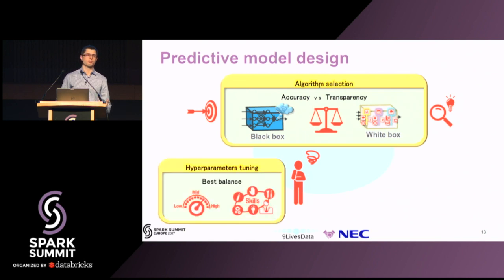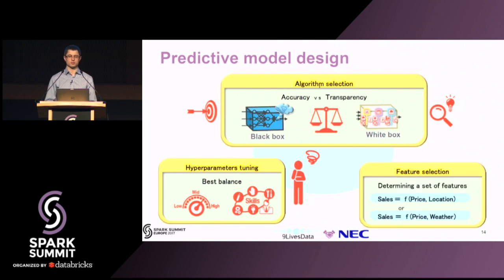Okay, and the second point is hyperparameters tuning. So we would like to tune the parameters of our algorithm. And the last point is feature selection. So data scientists must determine a set of features that is highly correlated with the value we would like to predict.